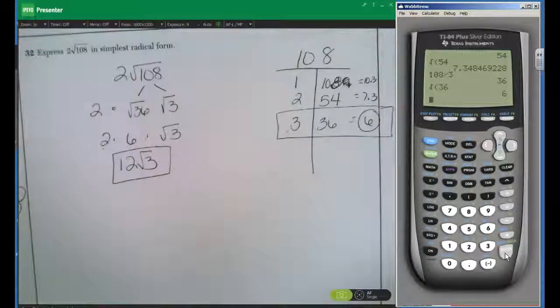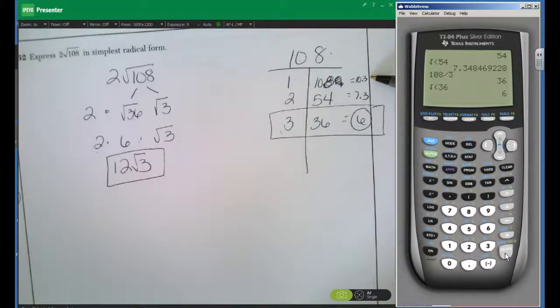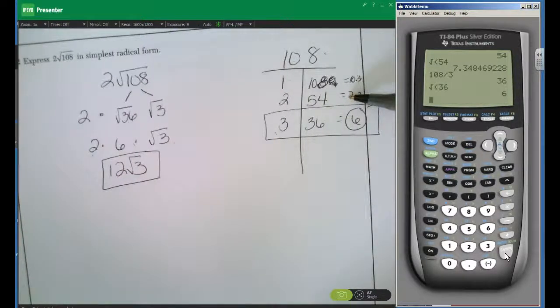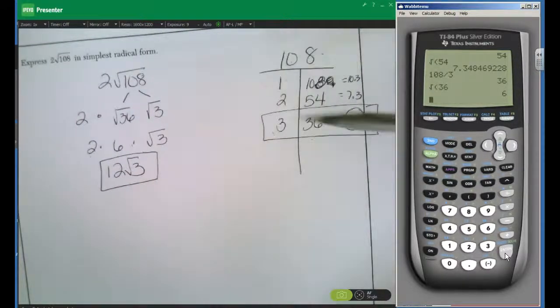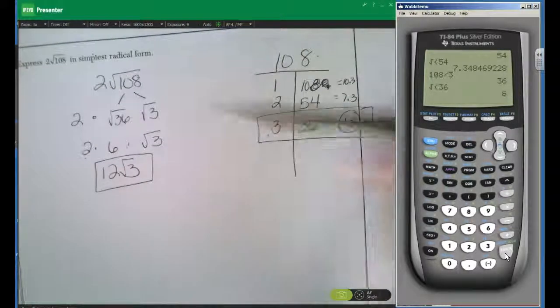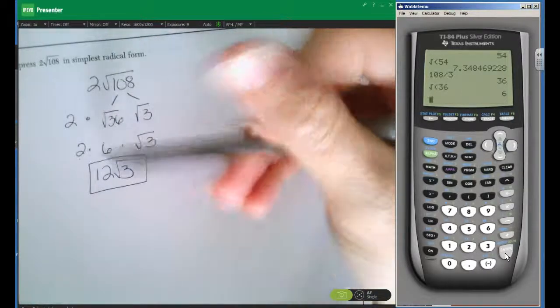Basically, I just did trial and error. 108 divided by 1 is 108. Can I take the square root pretty? No. 108 divided by 2 equals 54. Can I take the square root? No. 108 divided by 3 equals 36. Could I take the square root? Yes. So I knew my numbers were 3 and 36. The square root of 36 was 6. Then we multiplied and got that.